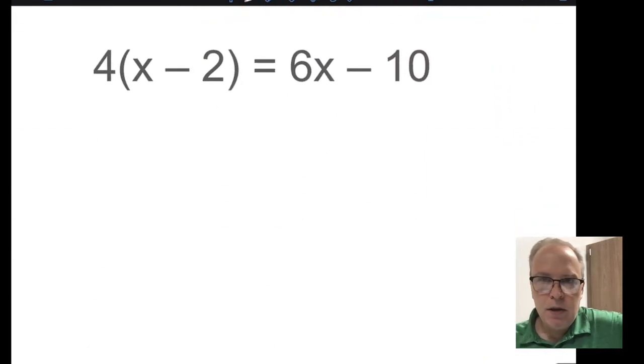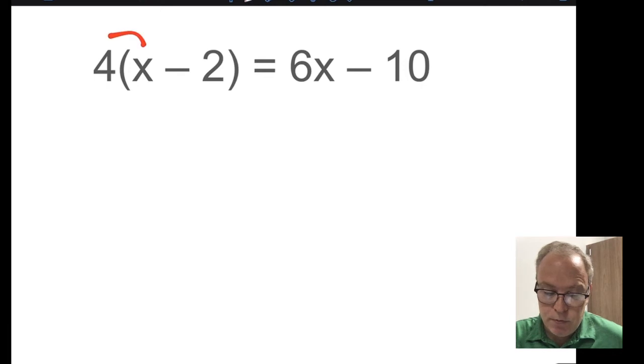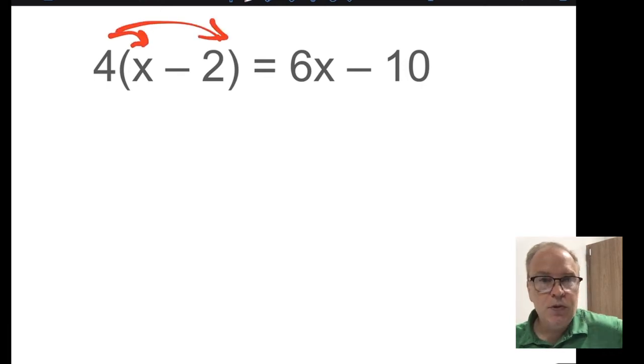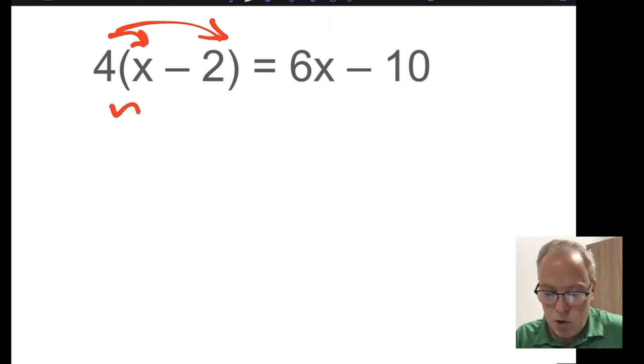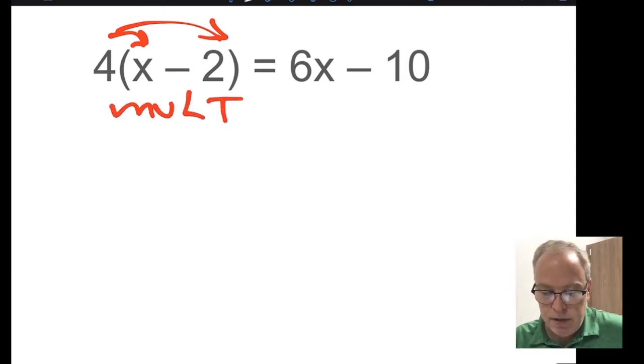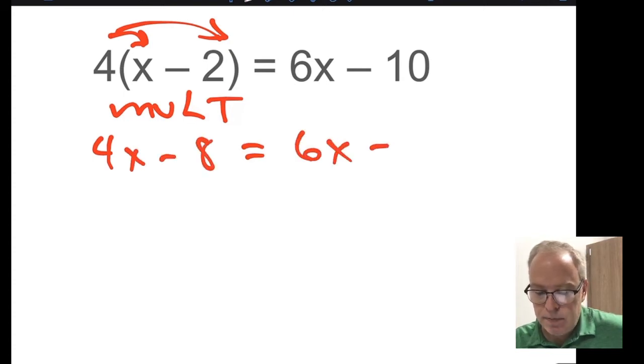All right, we are getting close to done here. Let's take a look at this problem. Now, before I jump into this, why don't you pause the video and see if you can do it yourself? It's always a good way to try. There's something extra here at the beginning. Do you remember what that's called? It's called the distributive property. You have to launch those missiles of multiplication, and those 2 arrows that I just drew are supposed to remind you to multiply. Multiply everything there. So you end up with 4x minus 8 equals 6x minus 10.